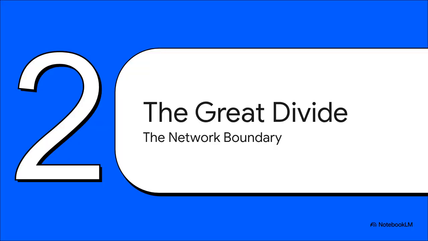So, how do you smash through that performance wall? The answer is this really cool concept called the Great Divide and something called the network boundary. This right here is the key idea. It's what unlocks all the performance gains we've been looking for.